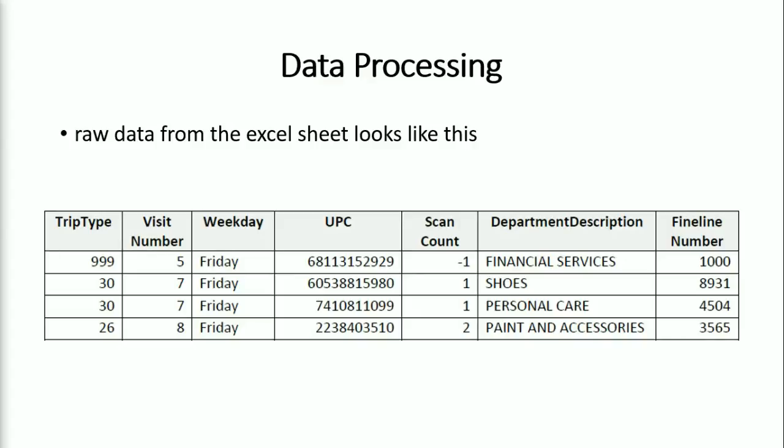Next step in the process is the feature extraction. Fine line number and UPC number have been ignored due to its large number. A feature is extracted where for each different visit number, the corresponding department description and weekday is checked. The total number of product bought from each department is counted. A positive value is assigned for a product bought, and a negative value is assigned for a product which is returned. These positive and negative values are fed into scan count.